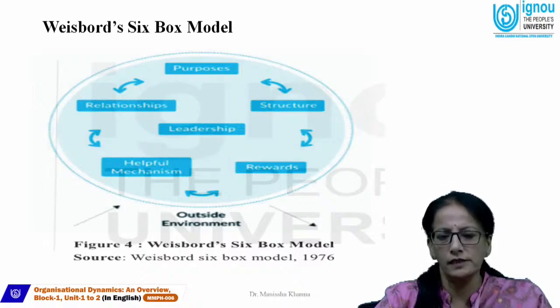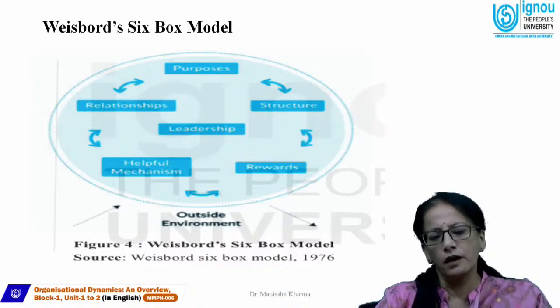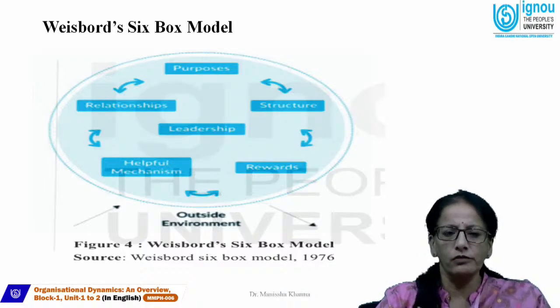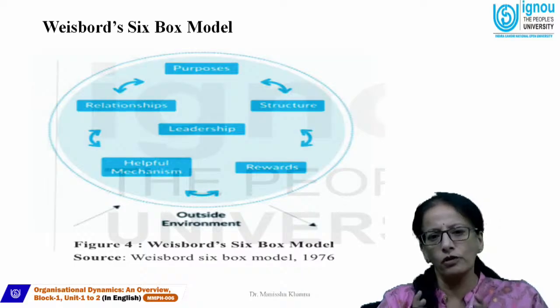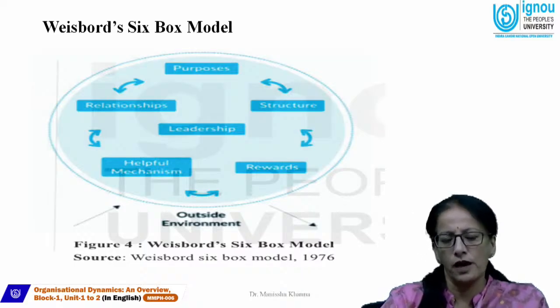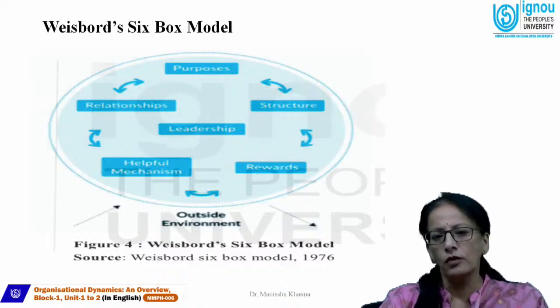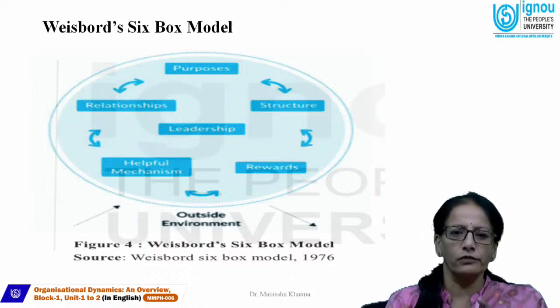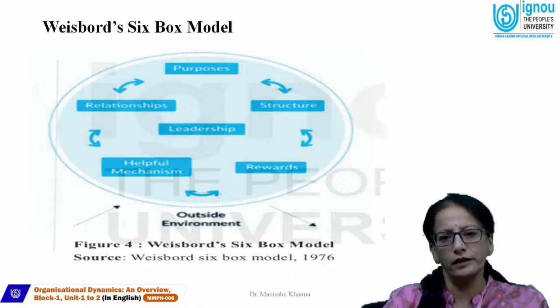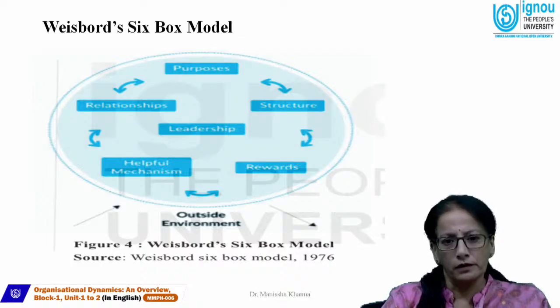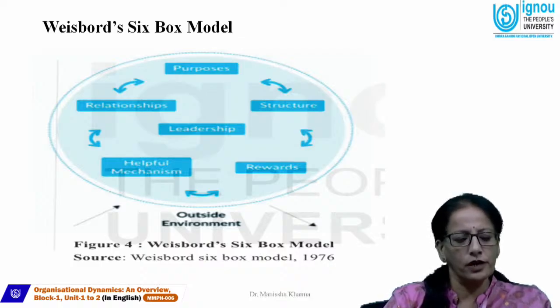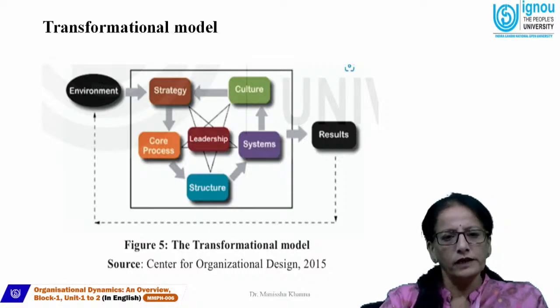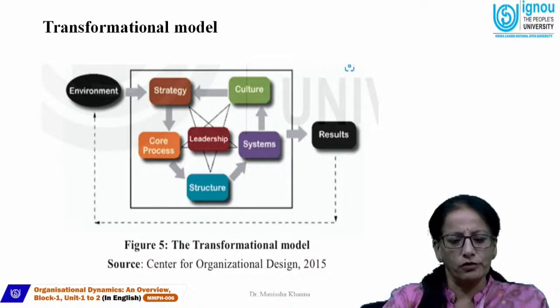These are the 6 inside model elements, whereas the outside is the organization, because according to Weisbord, whatever diagnosis happens is within an organization, which revolves around the purpose, the leaders, the structure, the rewards of an organization and the people within an organization. Then the next model is the transformational model.